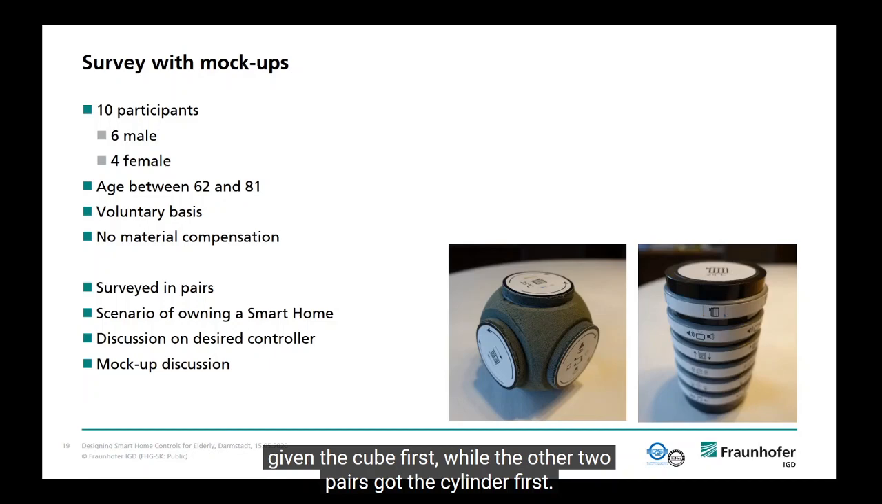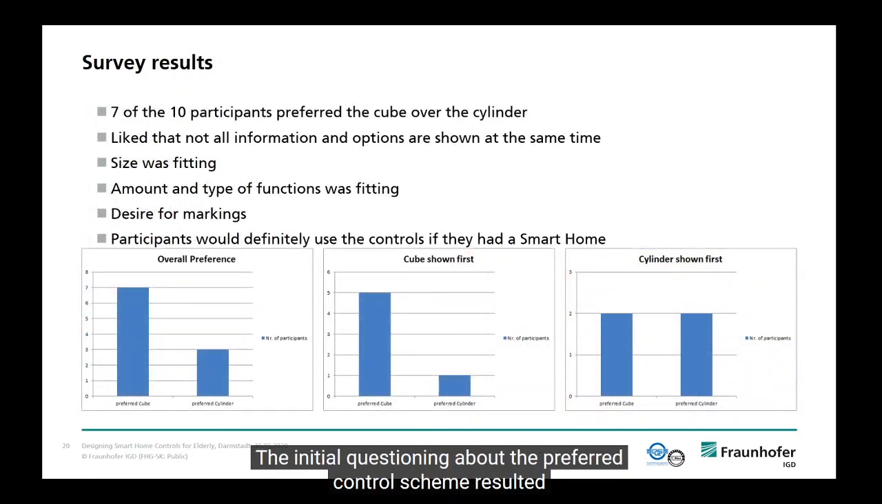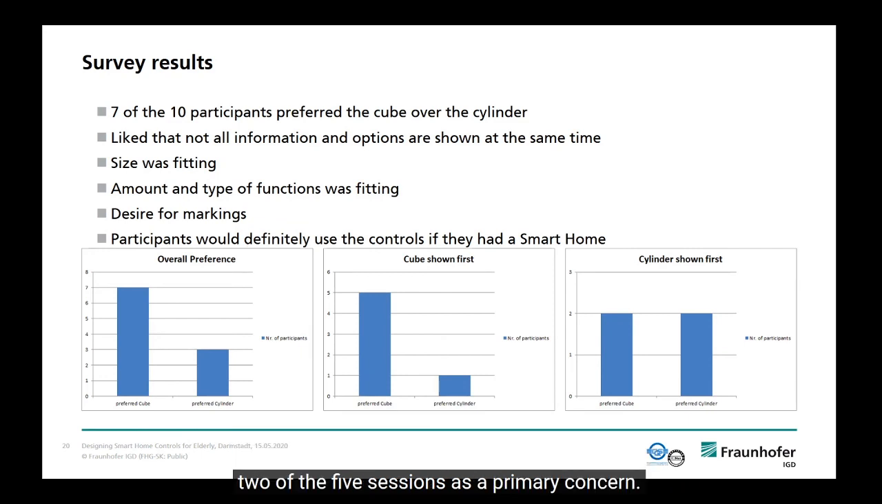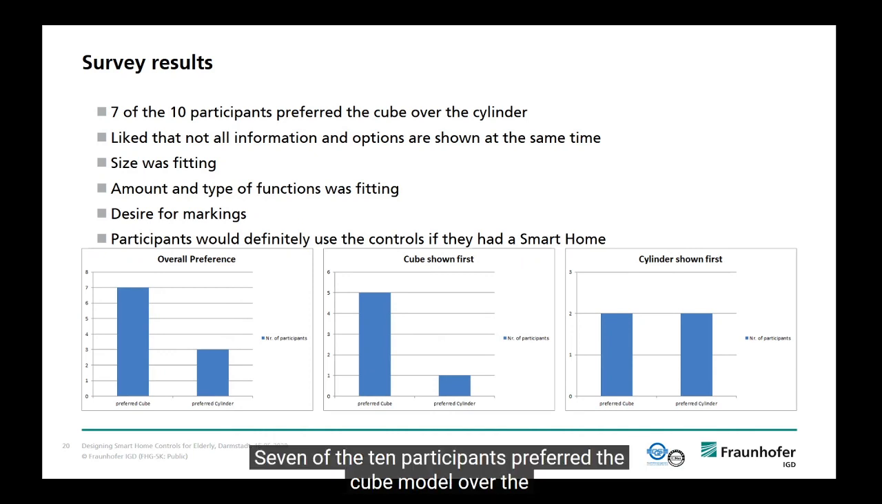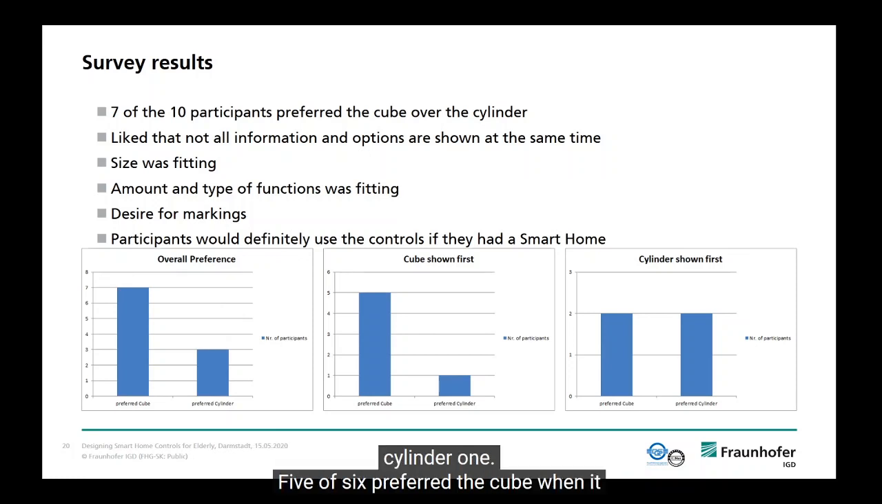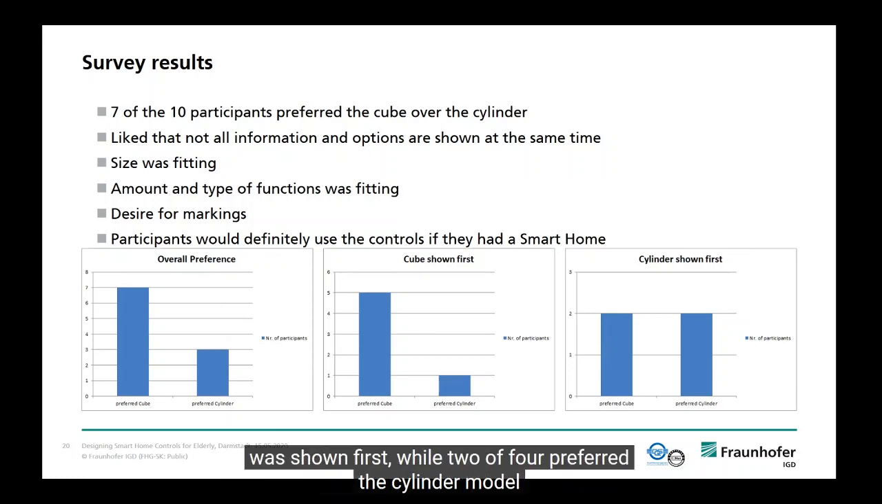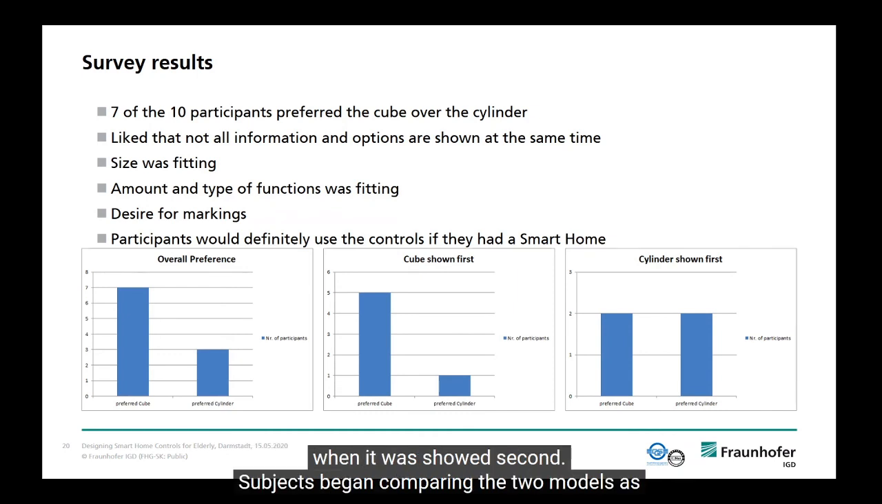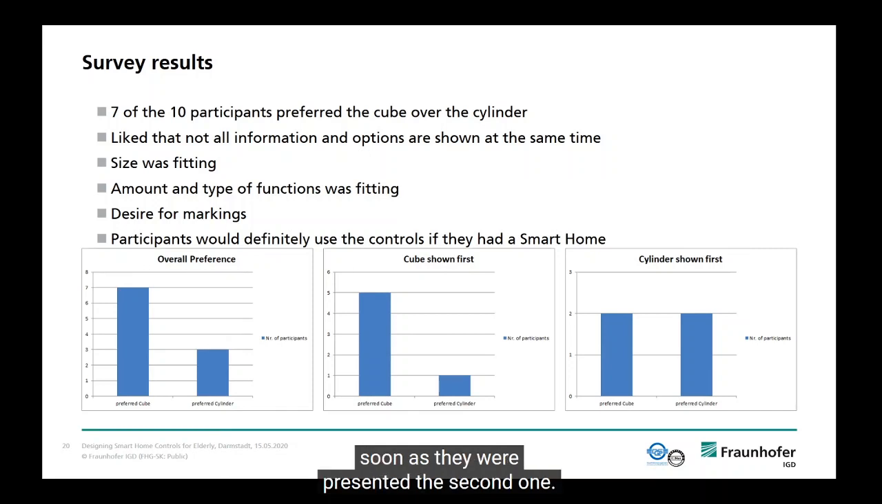The initial question about the preferred control scheme resulted in discussions about familiar standard remotes and smartphones. Privacy and security against outside intervention was voiced in 2 of the 5 sessions as a primary concern. 7 of 10 participants preferred the cube model over the cylinder one. 5 of 6 preferred the cube when it was shown first, while 2 of 4 preferred the cylinder model when it was shown second. Subjects began comparing the two models as soon as they were presented the second one.